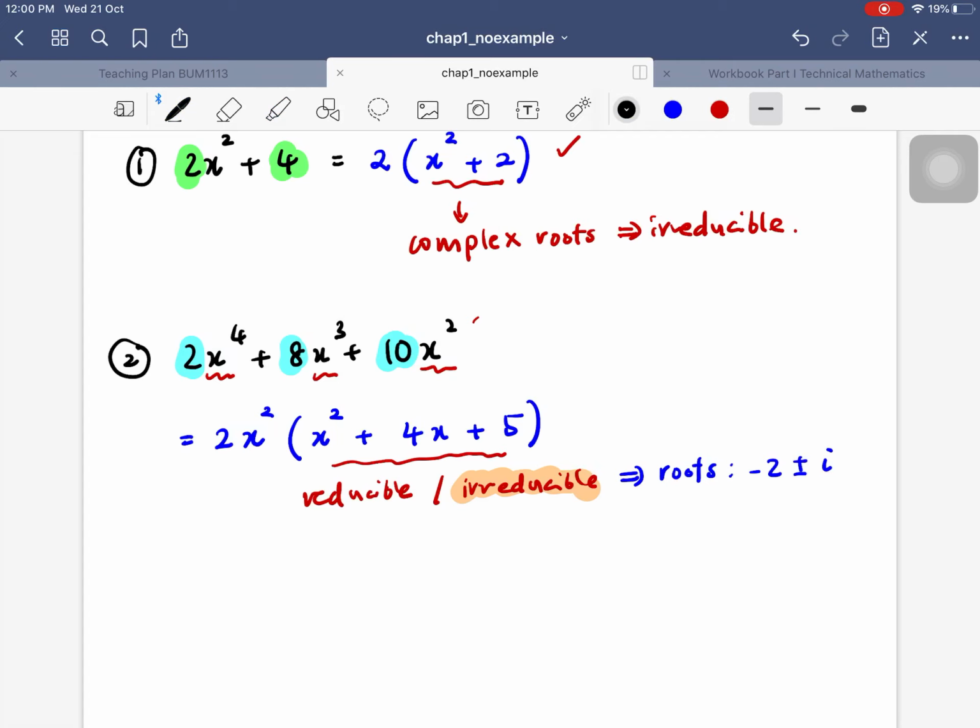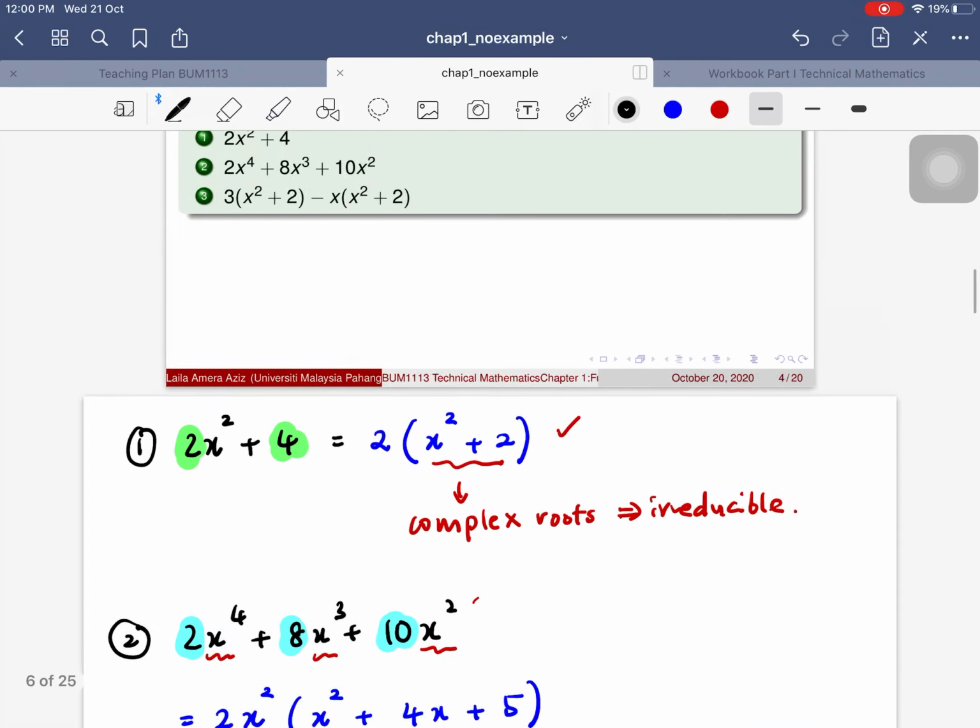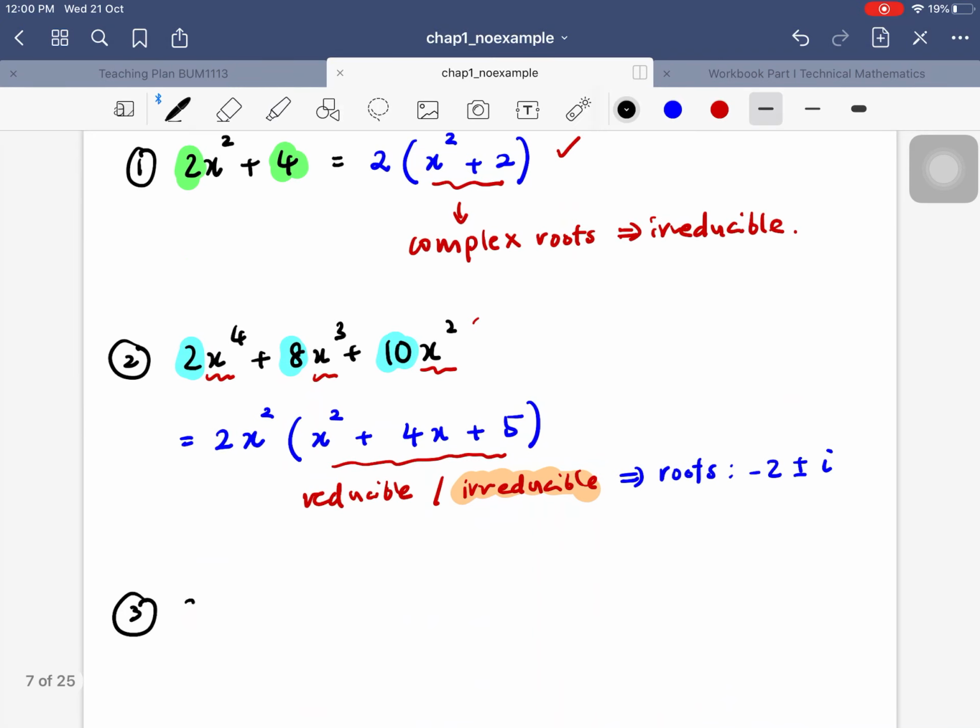Right, so I'm going to do the same for the third one. The third one, I have 3 multiplied by x squared plus 2, minus x multiplied by x squared plus 2. Let me see it from my computer instead, so that you wouldn't get confused with all that going up and down.